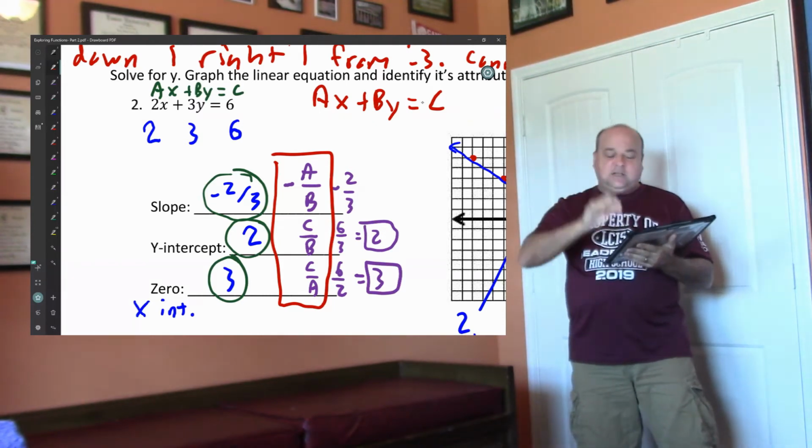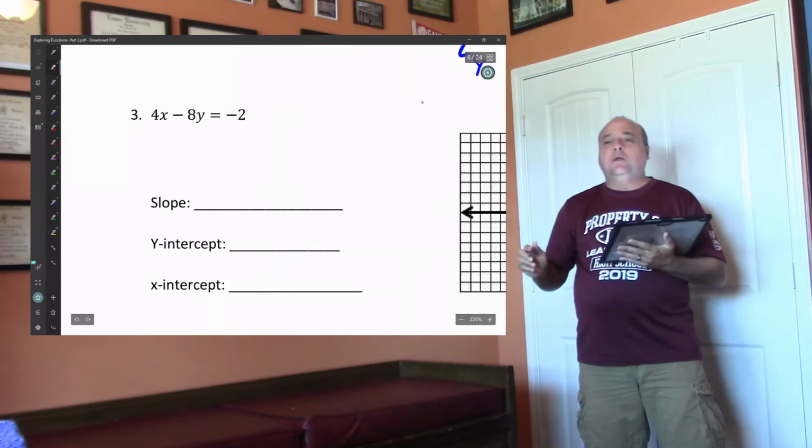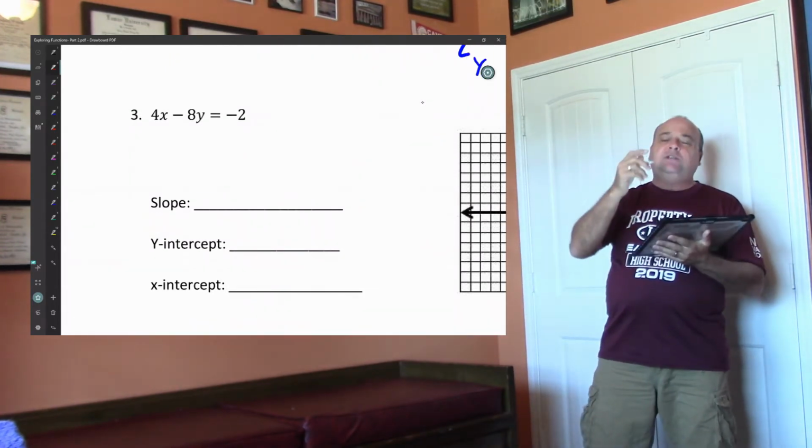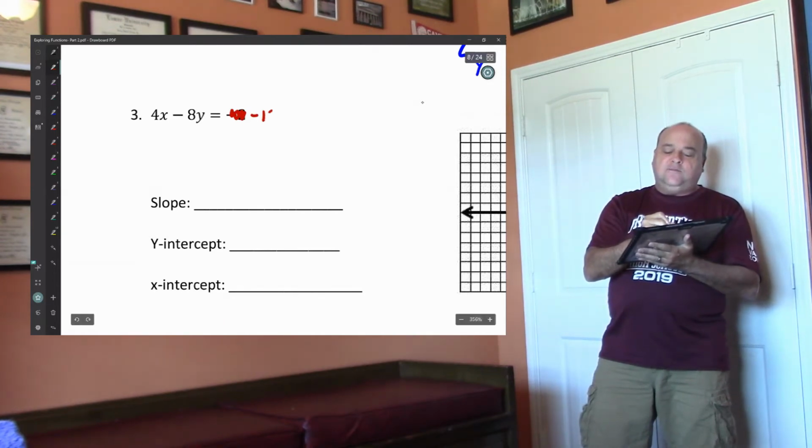Now then, we're going to go to the next problem. On the next problem, we have 4x minus 8y equals negative 2. And let's switch this so it makes the problem easier. Squiggle out the negative 2 and make it a negative 12.